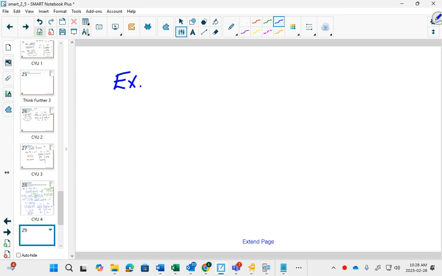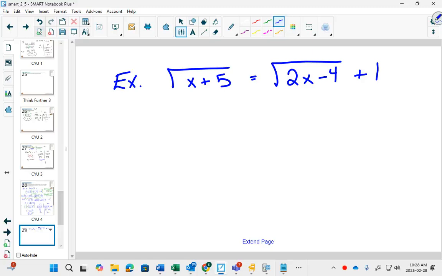Here's one to try. How hard should I make it? Super hard or not super hard? We'll see how it works out. I think it should work. So try that one on your own.